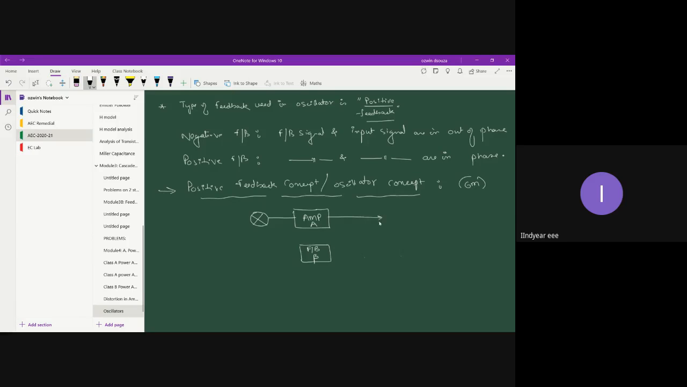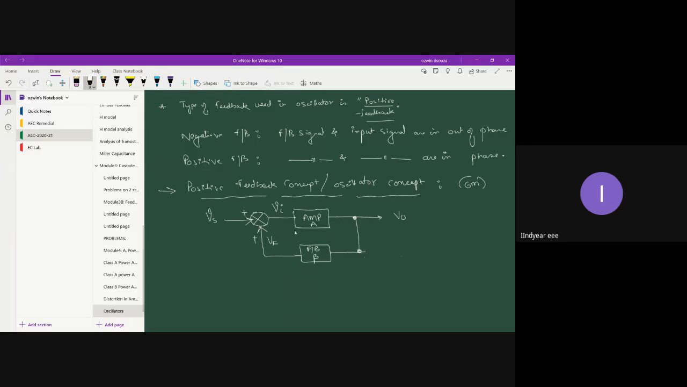Let us assume that the amplifier is a voltage amplifier in nature. So the output of the voltage amplifier is V naught, and the feedback signal, let's call it Vf, and the external input we shall take as Vs. In case of oscillator, as I said, we use positive feedback. That means the feedback signal and input signal are in phase, in the sense they get added. Hence, the effective input Vi applied to the amplifier will be the summation of the source signal Vs and the feedback signal Vf.